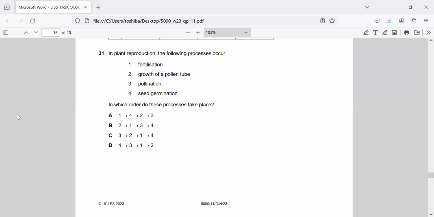Question number 31. In plant reproduction, the following processes occur: fertilization, growth of pollen tube, pollination, and seed germination. In which order do these processes take place? First of all, pollination occurs, then growth of a pollen tube occurs, then fertilization occurs, and then seed germination occurs. So we have the correct sequence: 3 pollination, 2 growth of pollen tube, 1 fertilization, and then 4 germination. C is the correct option.